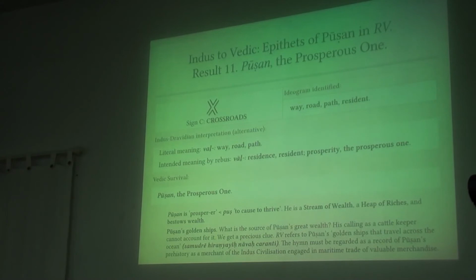In Tamil, Vadi, which also relates to Vadudi. And in Sanskrit, Pushan. The Vedic Pushan is the exact long translation of the old Tamil. I won't say old Tamil, it came much later. It is the exact long translation of the Indus Dravidian Vadi. Now, the Veda also says that Pushan was very wealthy. A stream of wealth, a heap of riches, and he bestowed wealth. The question is, where does he get all the money from? The Veda calls him a divine herdsman, a cattle keeper, who cannot have all that money.